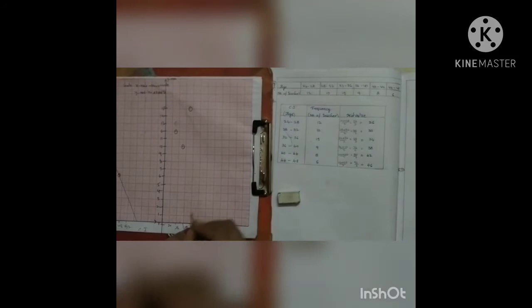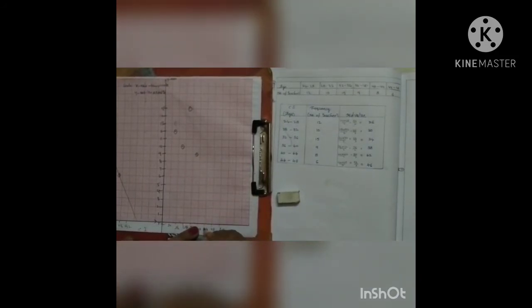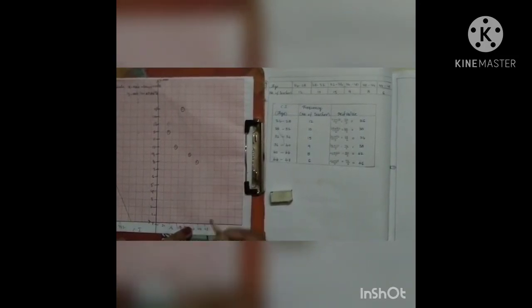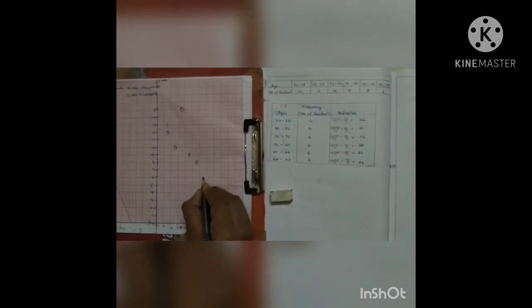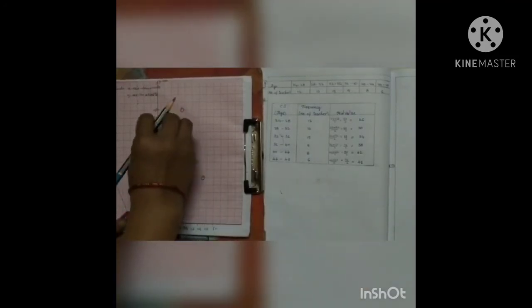Next 36 to 40, 9. What is the mid value? 38, and 9. Next 40 to 44 is 8. The mid value is 42 and 8. Then 44 to 48, 6. The mid value is 46 and 6. Okay children, these are the points of the graph.